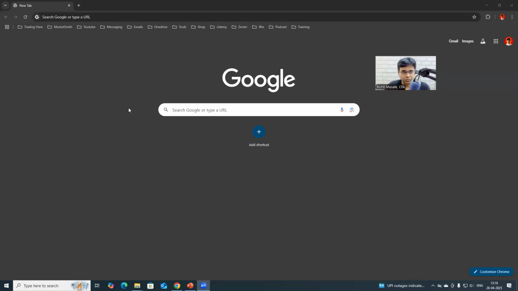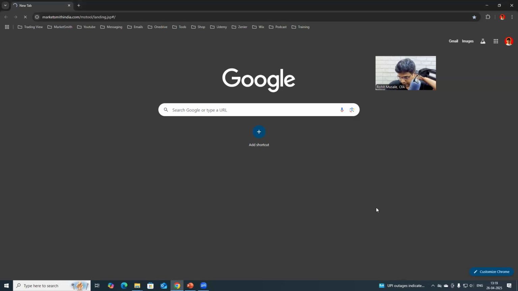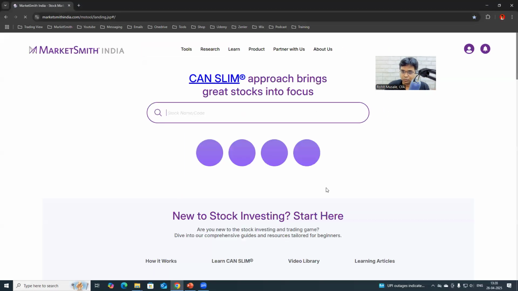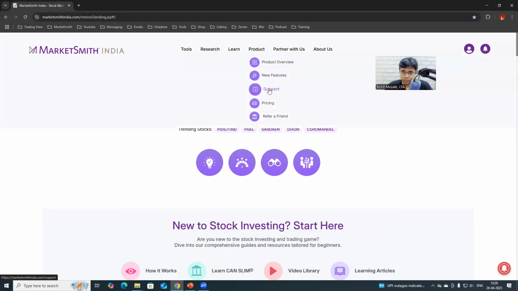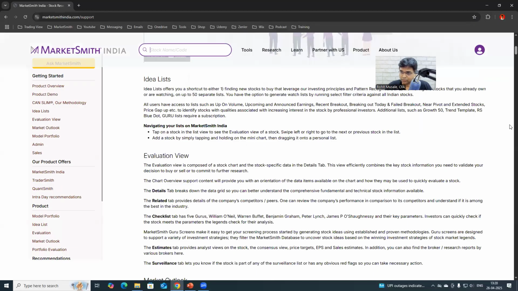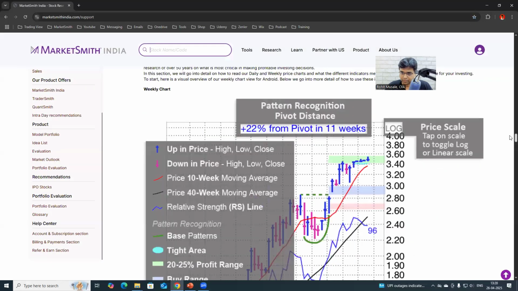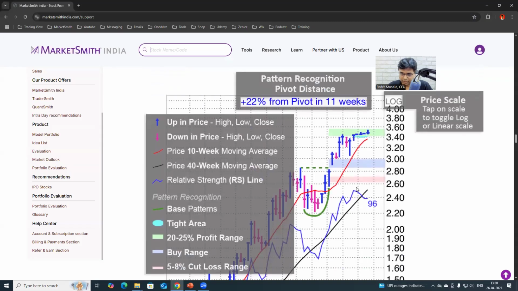Okay. So let's go to the MarketSmith site. And what are the things to look for before even you check the fundamentals of a company? Okay. What are the things to look for on the chart? So you go to product, go to support, and I scroll down. Yeah, have a look at this. Okay. So what are the things available here?